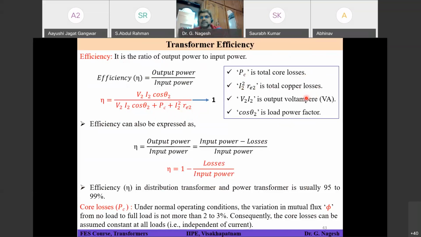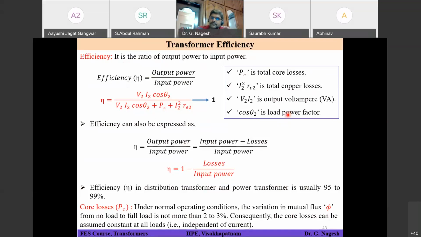There is a difference between rated copper loss and total copper loss. I use the term total to indicate that it is the losses existing in both primary and secondary. So I2 squared R_e2 indicates the losses existing in primary and secondary, meaning both are included. But it is not specifying that I2 is the rated current. I2 may not be the rated current.